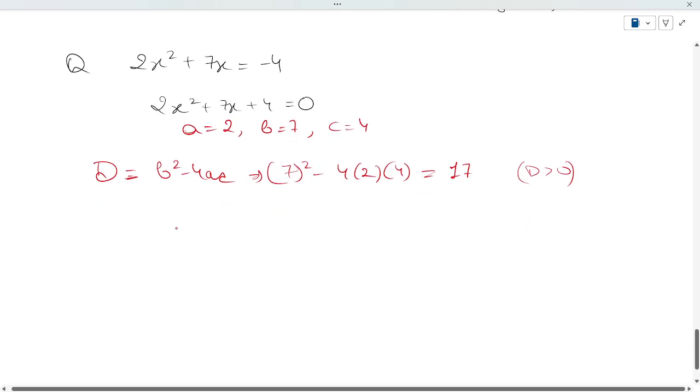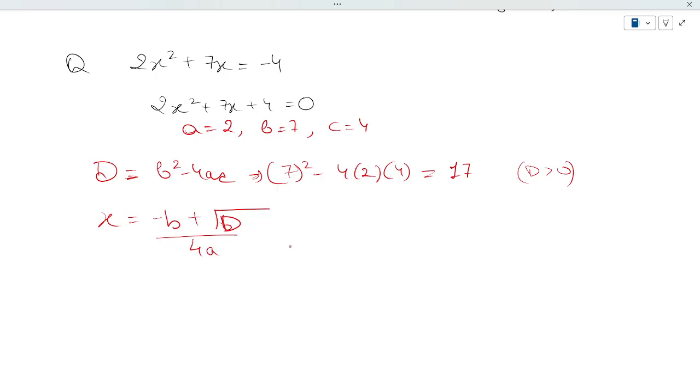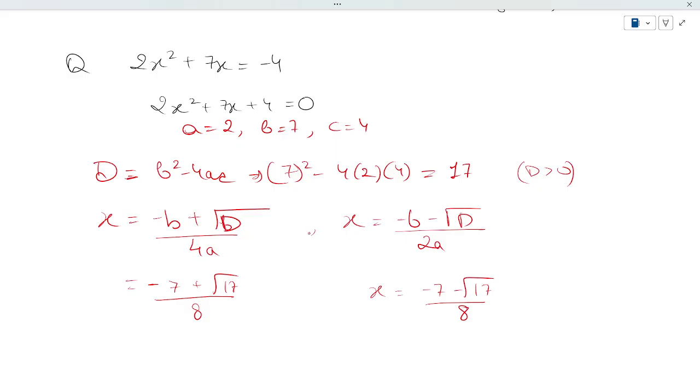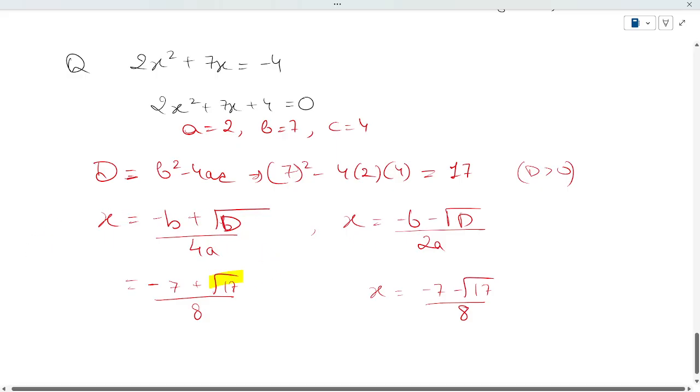If you put this D in the quadratic formula, one root is minus b plus under root D upon 2a, and minus b minus under root D upon 2a is your other root. If you put the values, b is 7, so we get minus 7 plus under root 17 upon 4, and minus 7 minus under root 17 upon 4. So these are your two roots. Here you can see under root 17. Okay, so you can leave the solution here also.